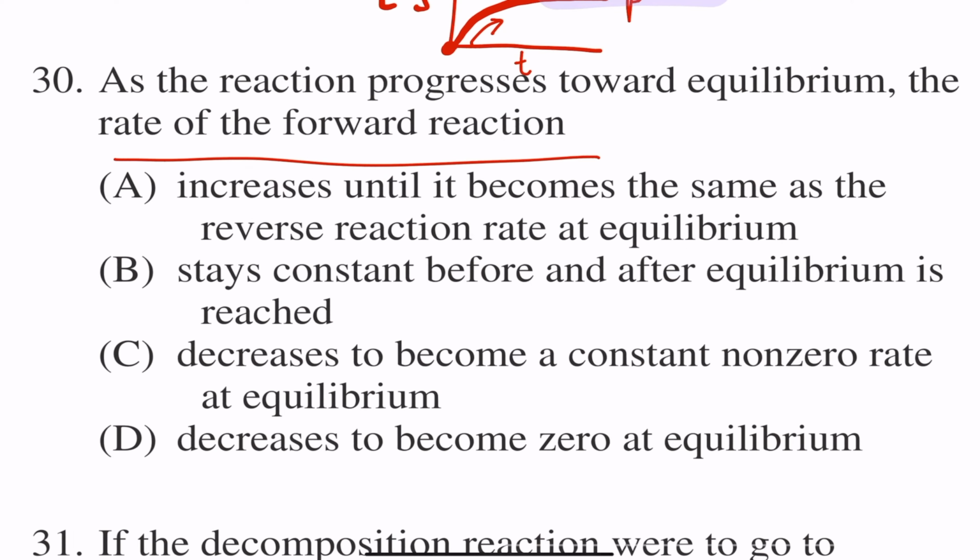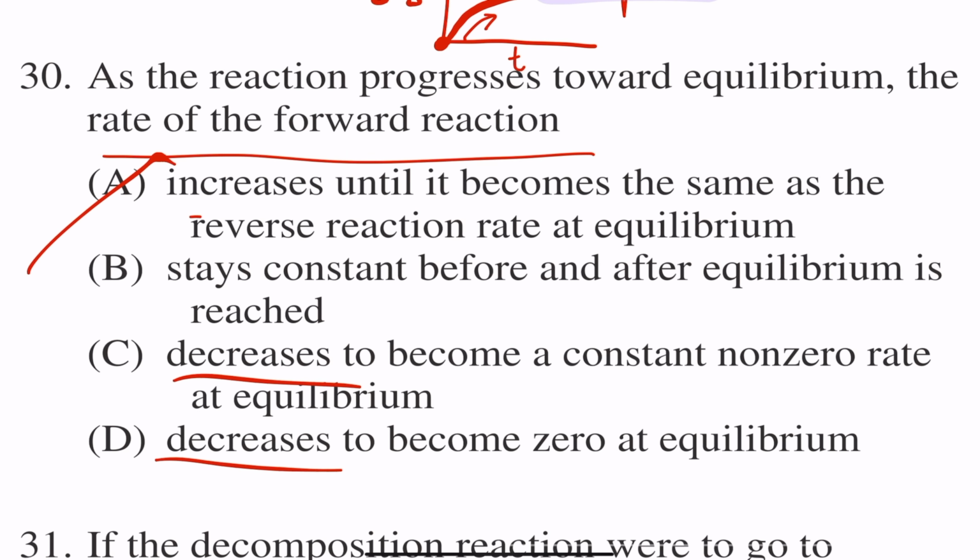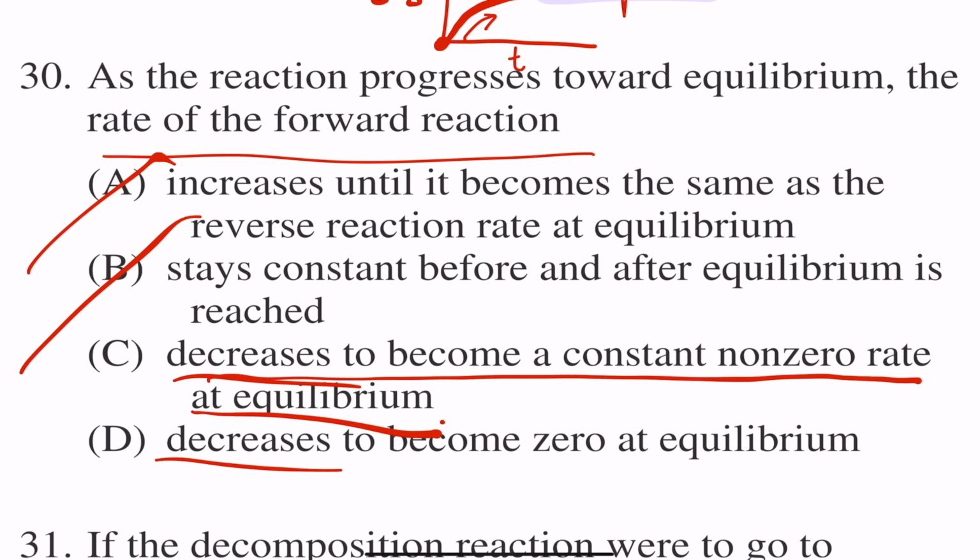So the answer has to be something to do with decrease, so get rid of A and B. And it says decrease to become a constant non-zero rate at equilibrium versus to become zero. Absolutely not zero, because if you refer back to the equilibrium video I have on this channel, the whole conceptual video on the equilibrium concept, I talked about how equilibrium is not a static phase.